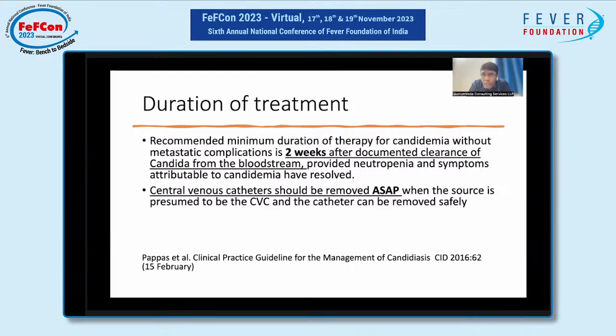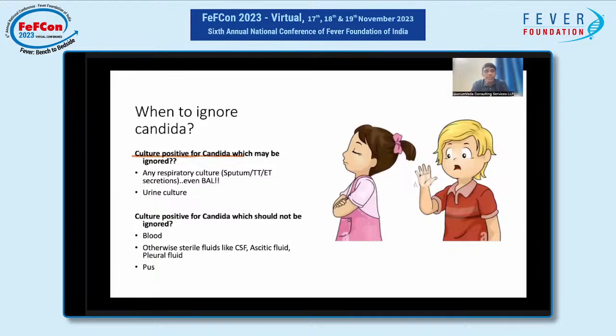The total duration of treatment is a minimum of 2 weeks from a negative culture. You got a Candida in the blood culture, you repeat it after 48 hours. If it is negative, you start counting from that day. So 14 days, 2 weeks from the first negative blood culture. That's the duration of treatment. Any central venous long lines, remove the long lines if you treat candidemia, except in oncology, neutropenic patients, where it's a different entity altogether. When to ignore Candida?